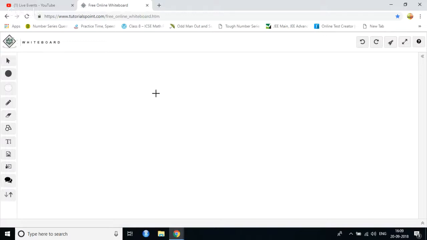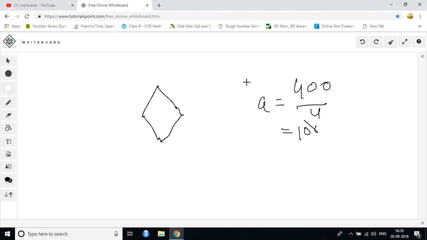So suppose this is my rhombus. If the perimeter is 400 and each side of a rhombus is the same, then a would be equal to 400 divided by 4. How much would it be? 100. So each side is 100, 100, 100, and 100. And you draw a diagonal from here.